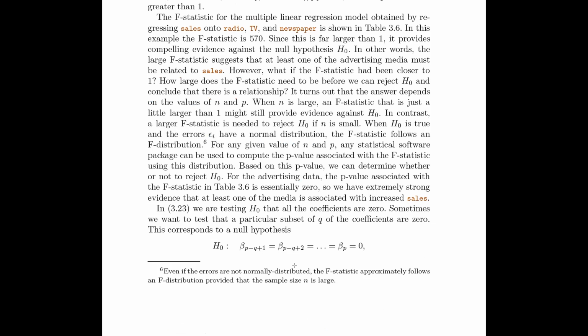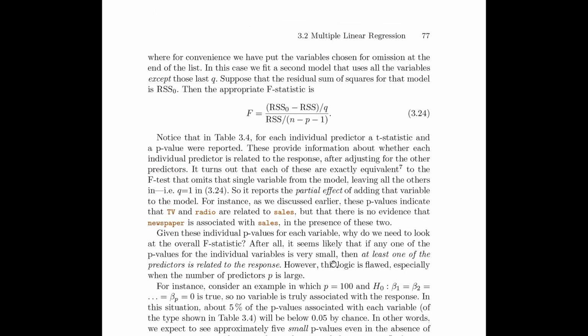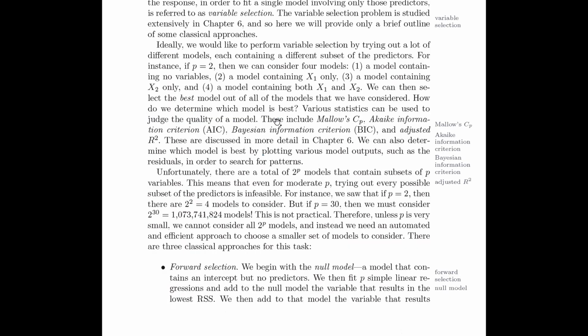So am I understanding the indexation? Are we leaving the first Q? I think we're leaving the first Q out. So then it starts from P minus Q plus 1, P minus Q plus 2, until P. Where for convenience, we have put the variables chosen for omission at the end of the list. Let's have a look.